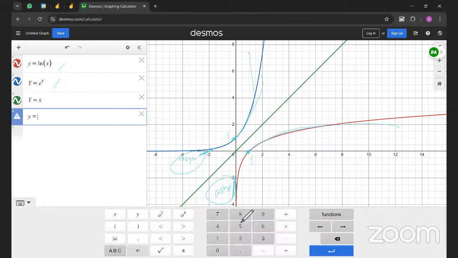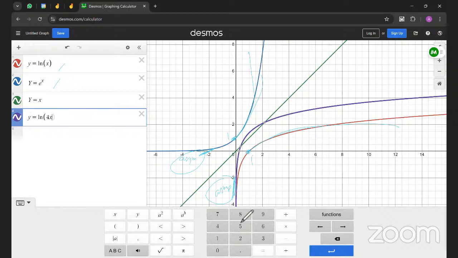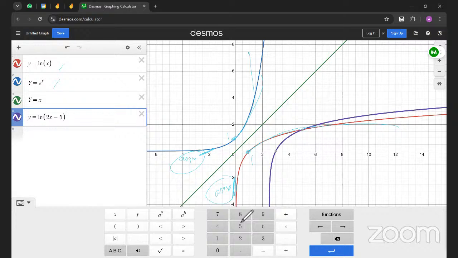All right, what's the shape of the graph they want you to draw? Logarithm and what? Ln what? Ln of 2x minus 5. Oh, okay, 2x minus 5. So how does it look like? Okay, look at that. Look at that.